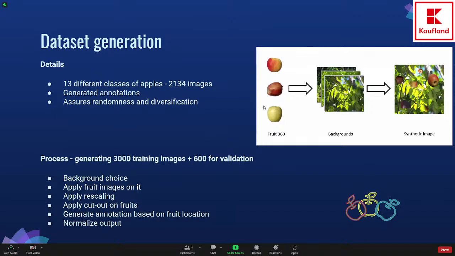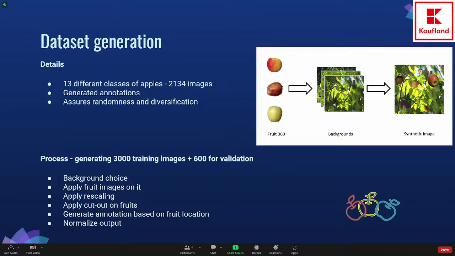Okay, more details about the dataset generation. We used 13 different classes of apples with approximately 2,000 images of apples, which allows us to generate annotations for those specific apples in the image. It assures randomness and diversification for our dataset, and in our case, the process was to generate 3,000 training images plus 600 for the validation part. You can see in a simple method the process done to generate the images.